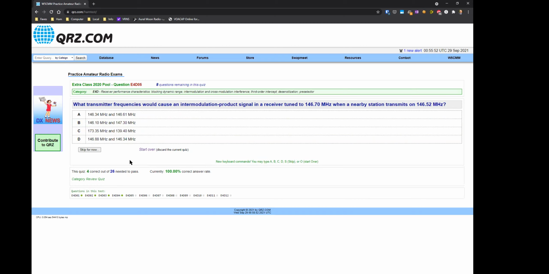What transmitter frequencies would cause an intermodulation product signal in a receiver tuned to 146.7 megahertz when a nearby station transmits on 146.52 megahertz? Remember, this is the one that George rewrote the formulas for. If I had a calculator handy, I could figure it out. I just didn't memorize the numbers. So it's going to be 2 times the first minus the second, or 2 times the second minus the first.